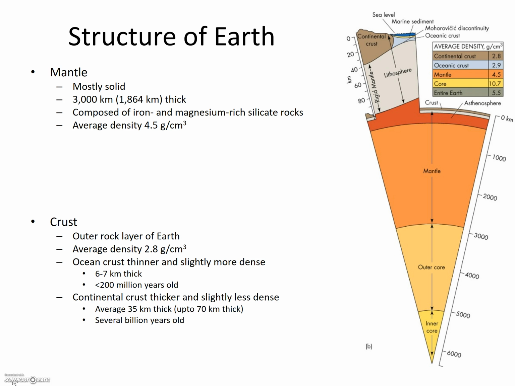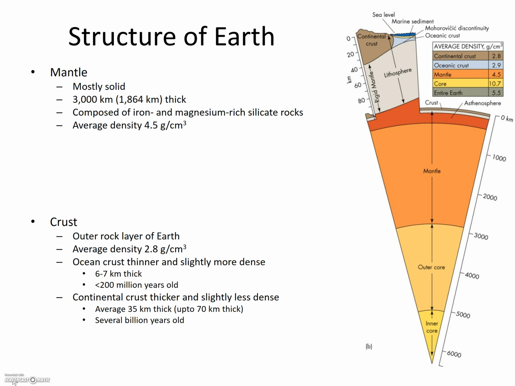On top of the mantle is the crust. This is the outer rock layer of the Earth that we are familiar with. Its average density is about 2.8 grams per cubic centimeter, again about half of the layer below it. The crust has oceanic crust and continental crust, which are quite different. The oceanic crust is primarily below the oceans. Hopefully that makes sense. The ocean crust is thinner and slightly more dense than continental crust. The continental crust is thicker and slightly less dense.